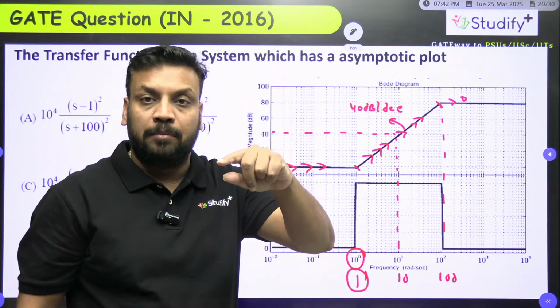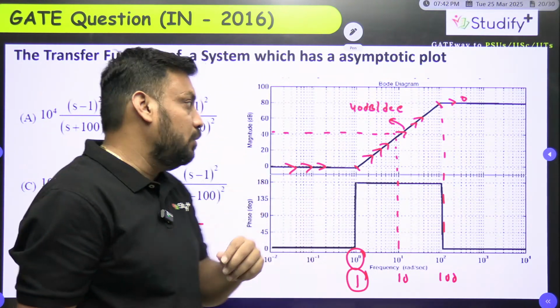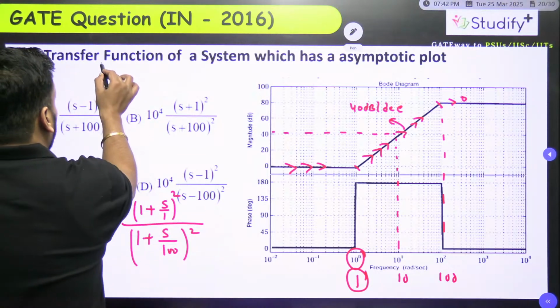So now we have already completed 2 steps, step number 1 and step number 2. We are left with the last step, that is y equal to mx plus c, and that will give you the k value.